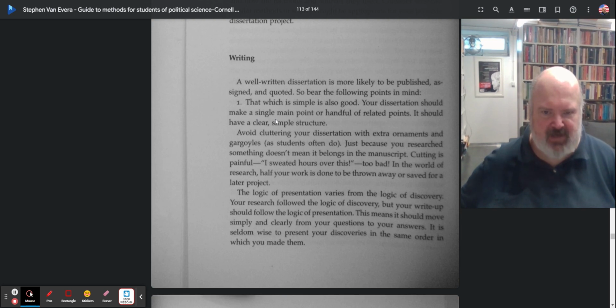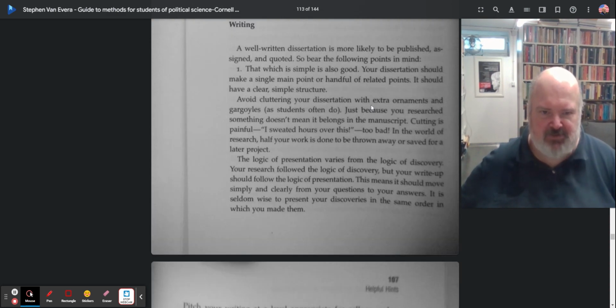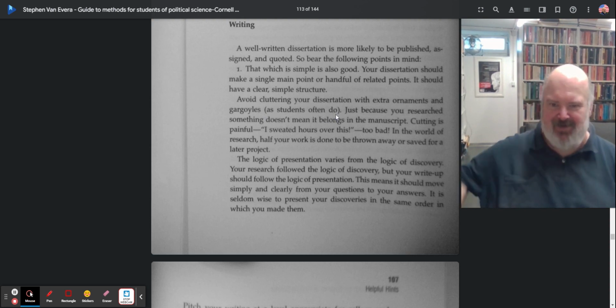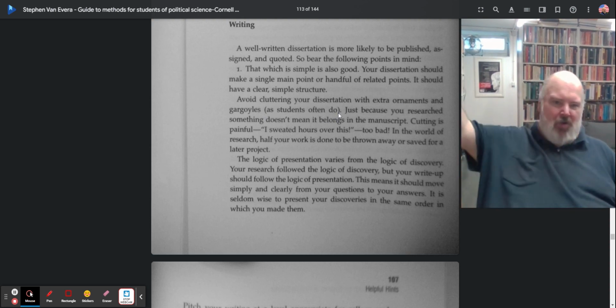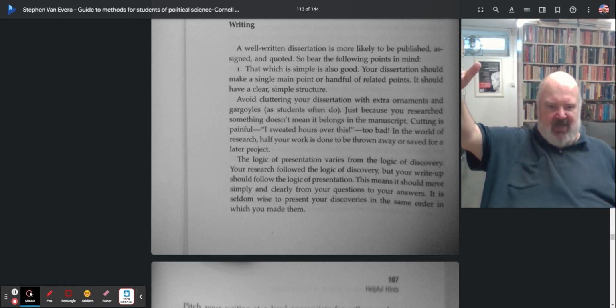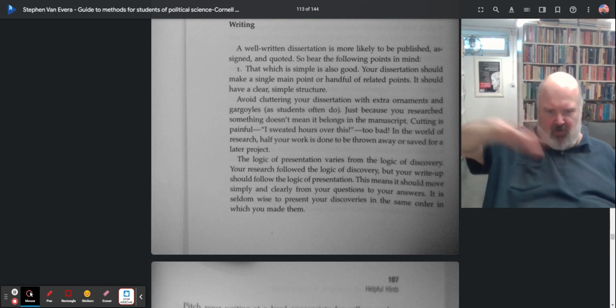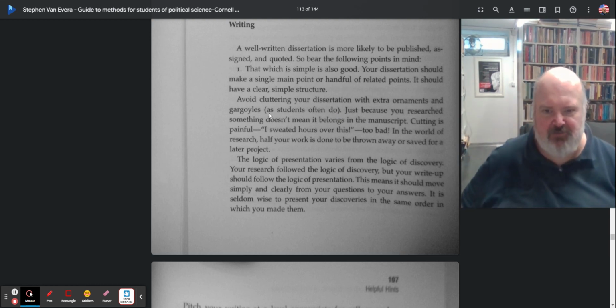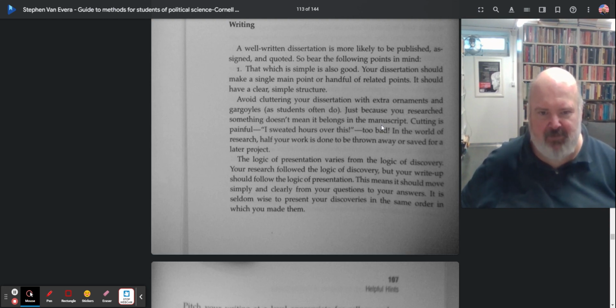Your dissertation should make a single main point and a handful of related points. It should have a clear, simple structure. Avoid cluttering your dissertation with extra ornaments and gargoyles, as students often do. In other words, no extra ornamentation. Keep it simple. Don't clutter. Don't add things you don't need. Just because you researched something doesn't mean it belongs in the manuscript.